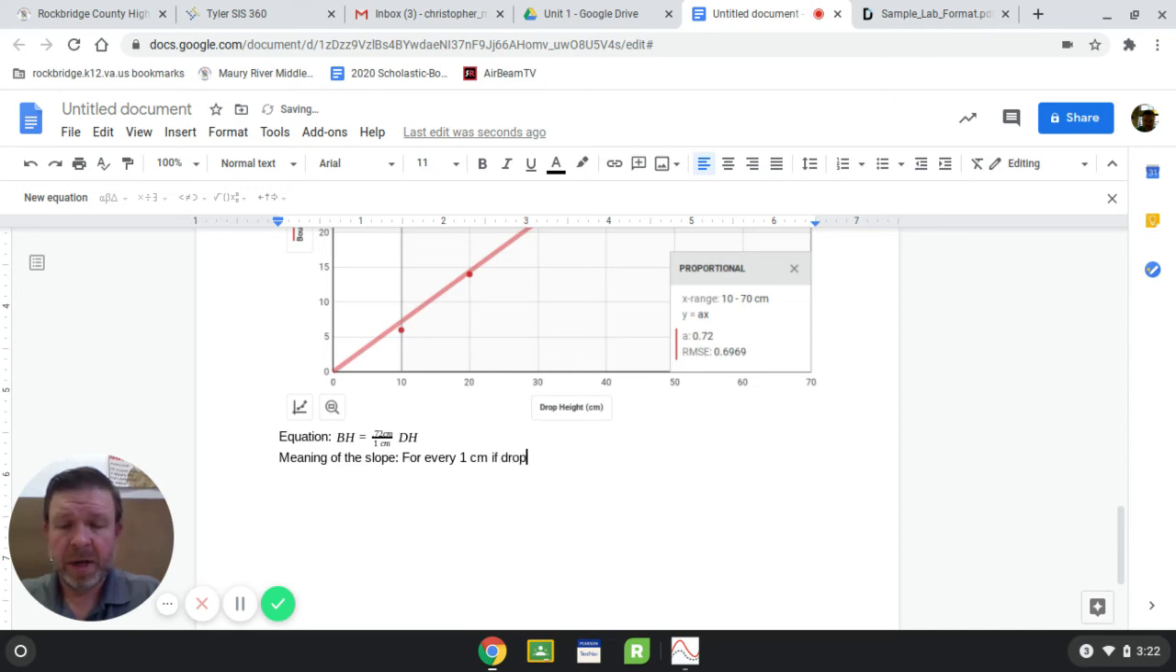every 1 centimeter of drop height, there are 0.72 centimeters of bounce height. That is the meaning. Let me just check this off real quick.